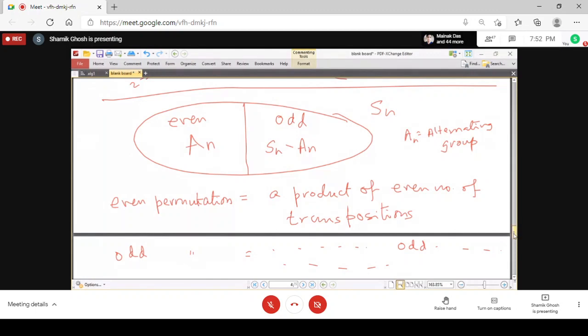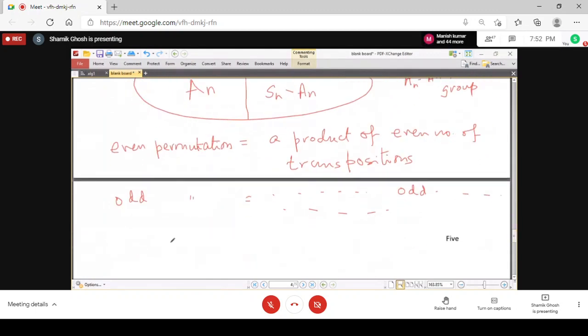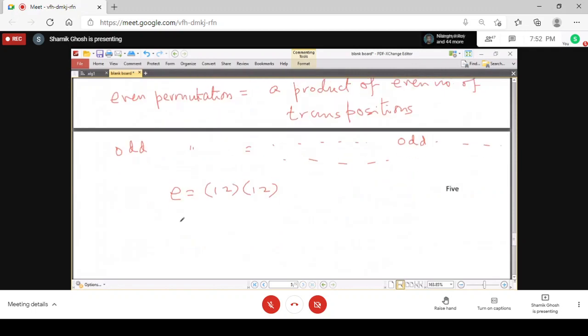Why are they forming a subgroup of Sn? Because you see that the identity you can write as an even permutation, the product of an even number of transpositions. So identity is here, and we need the product of any two even permutations. If alpha is even, suppose it is the product of transpositions T1 to T2r, and if beta is even, suppose it is from sigma 1 to sigma 2s. If this number is even and this number is even, then naturally the total number is even.